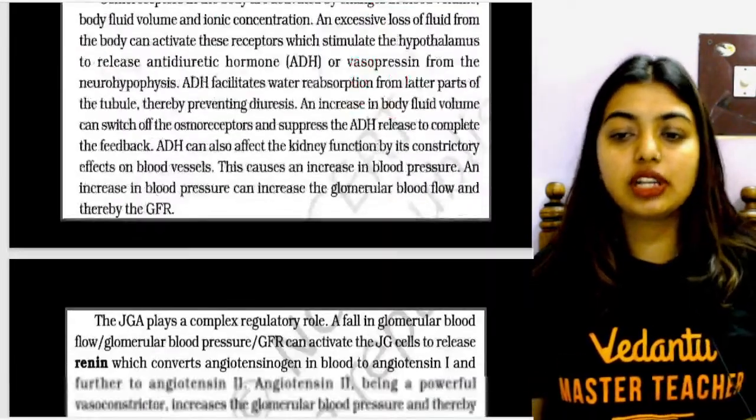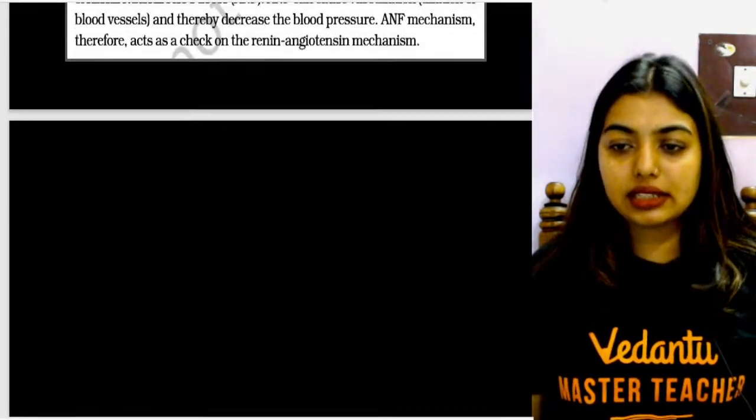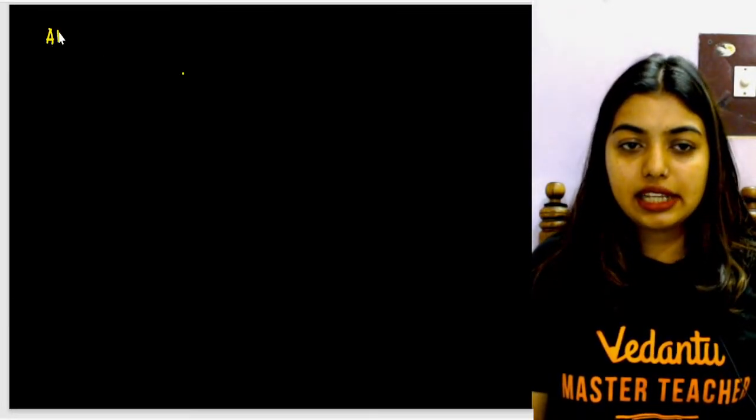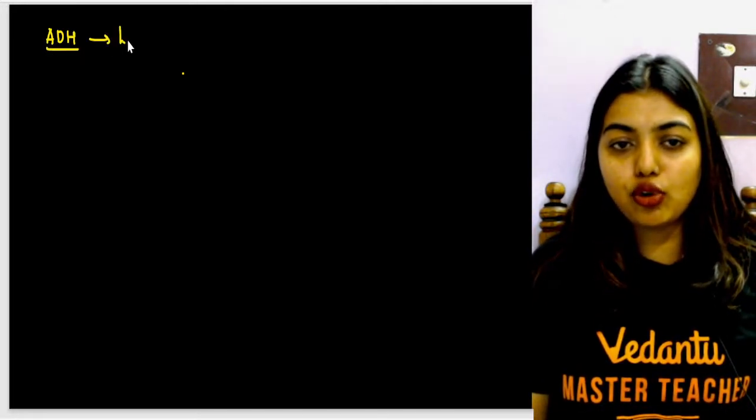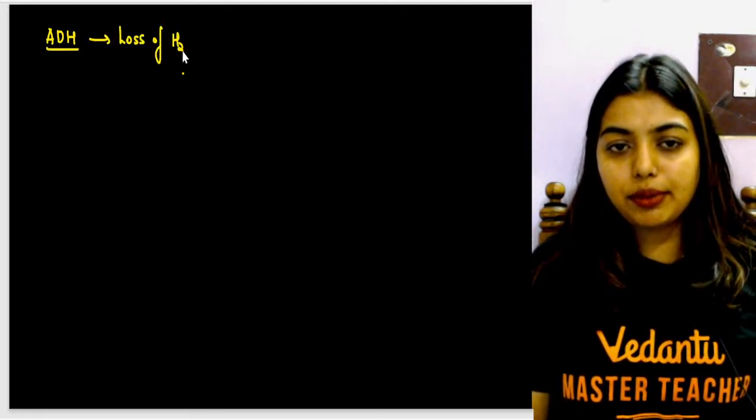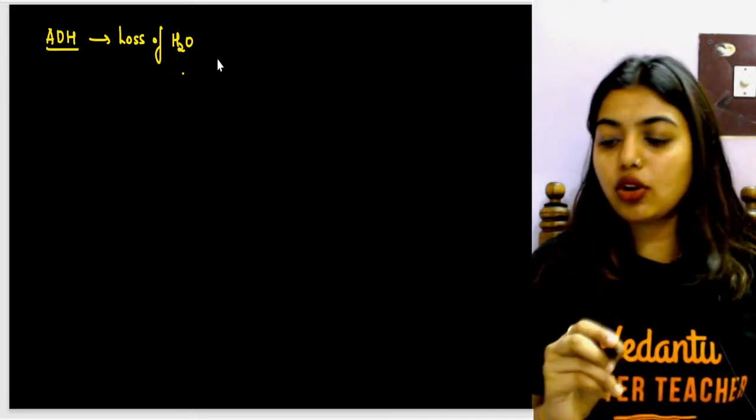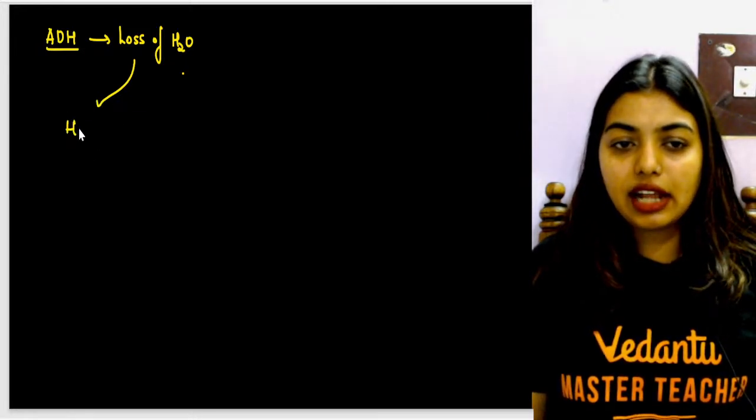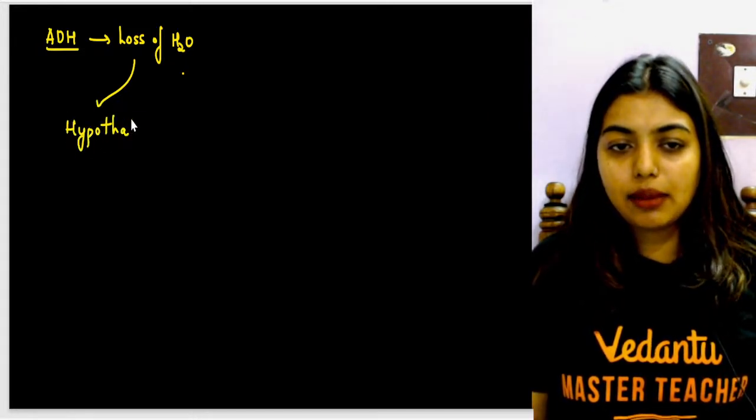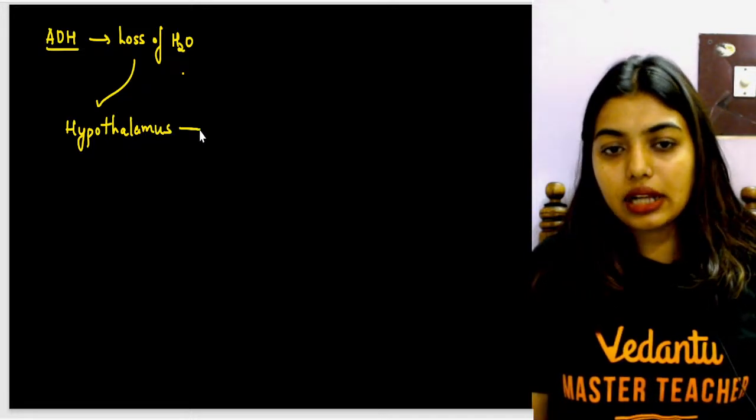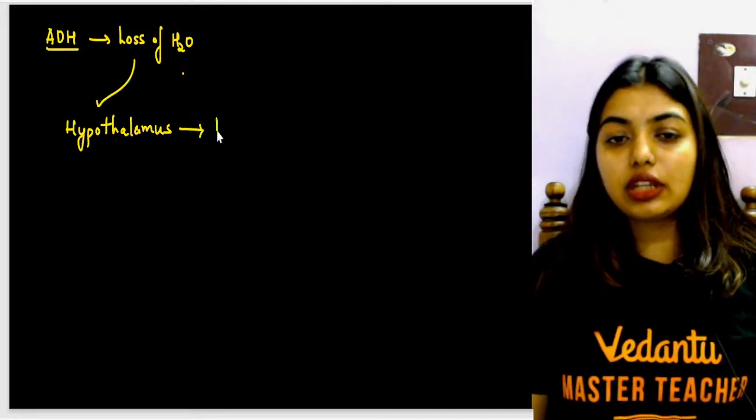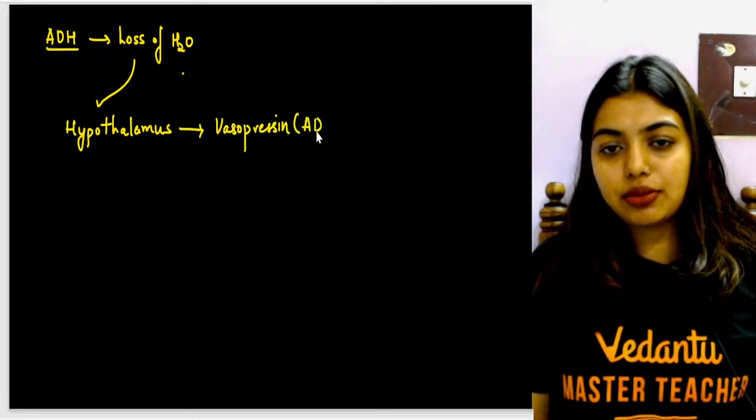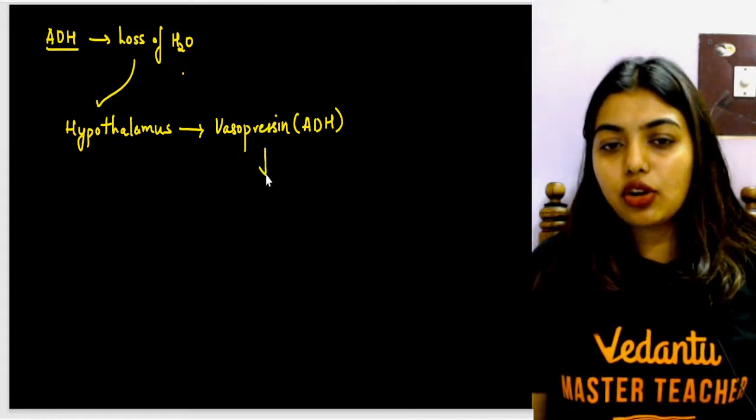For those students who did not attend yesterday's class, there are two mechanisms. I'm not going to do the whole mechanism, but I'll tell you the gist of it. It is the ADH mechanism. Whenever there is a lot of loss of water, it could be because of diabetes mellitus or anything like that, then our body will activate the hypothalamus, and the hypothalamus will activate the posterior pituitary to release vasopressin, the ADH hormone.